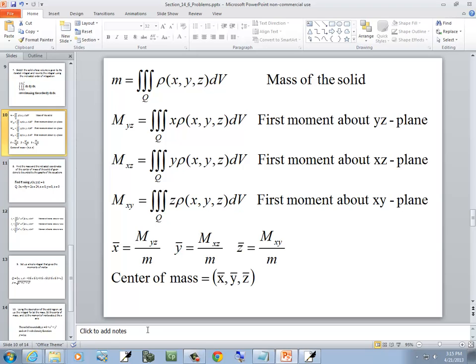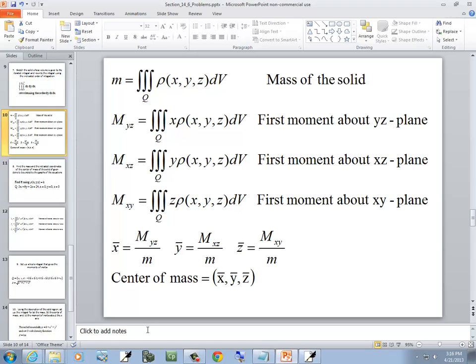But these are formulas, if you're going on to physics, that you could use to find different items. First one is a mass, so you can use that formula to find your mass. Now, the thing that looks like a P, that's rho. Usually, in the problems I've seen, they give you rho, what that's equal to. And then the m sub yz, that's the first moment about the yz plane. M sub xz is the first moment about the xz plane. M sub xy is the first moment about the xy plane.